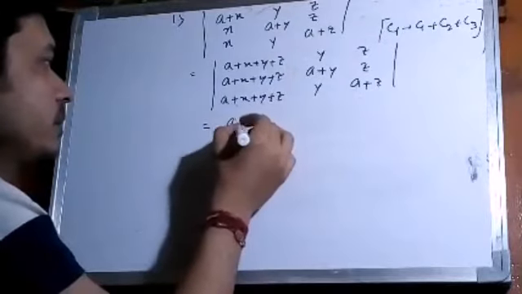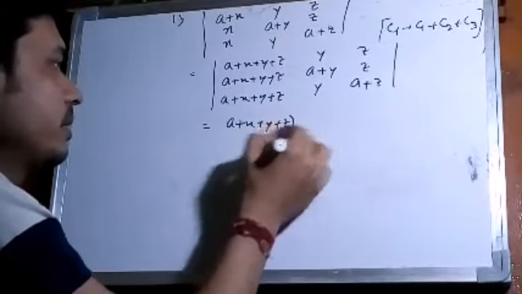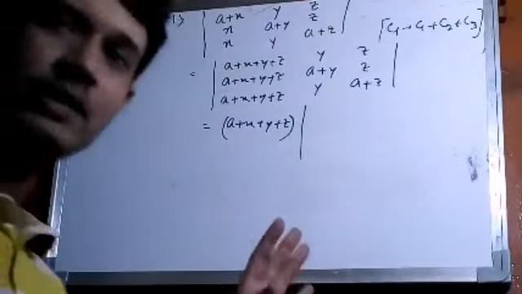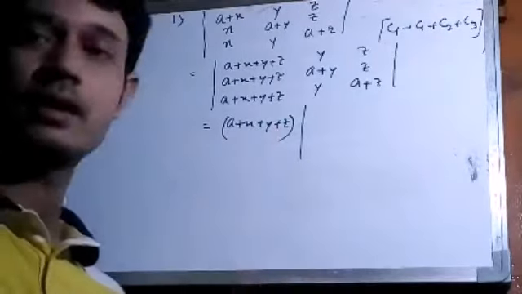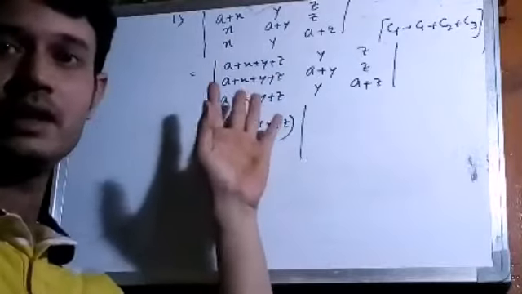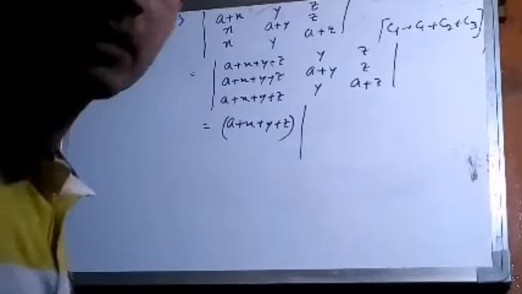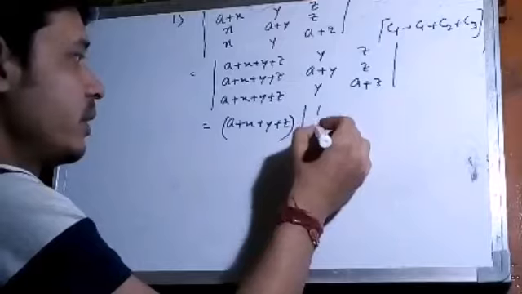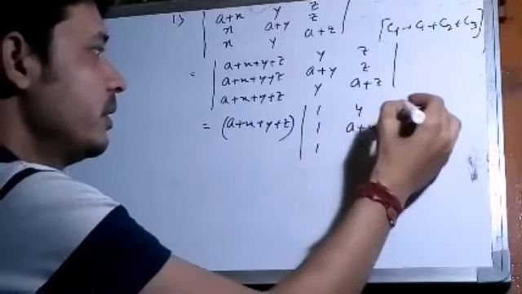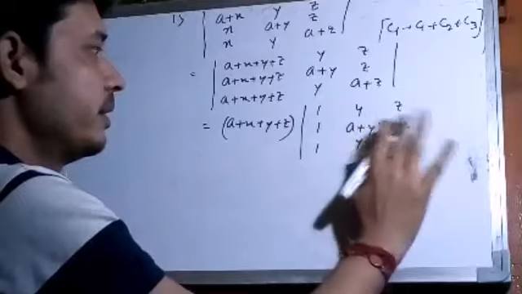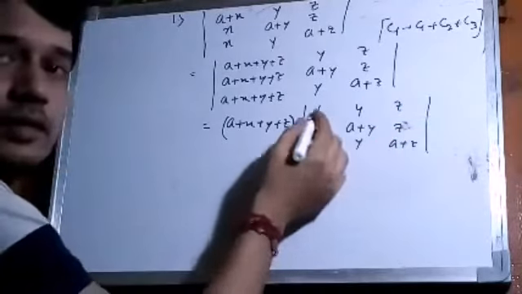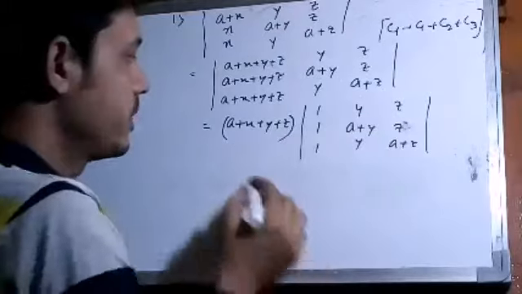So this is equal to a plus x plus y plus z all common from the first column. As in a determinant, we can take a common factor from any row or from any column. We have a plus x plus y plus z in the first column, so we have taken a plus x plus y plus z common from column 1. So we are left with 1 1 1. Then we have y, a plus y, y, z, z, a plus z. Now we have to form the 1 0 0 form to delete this first row and first column.